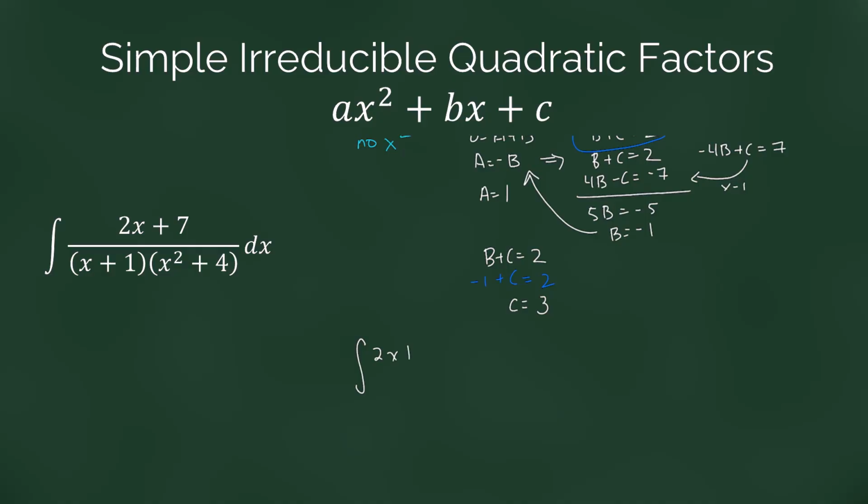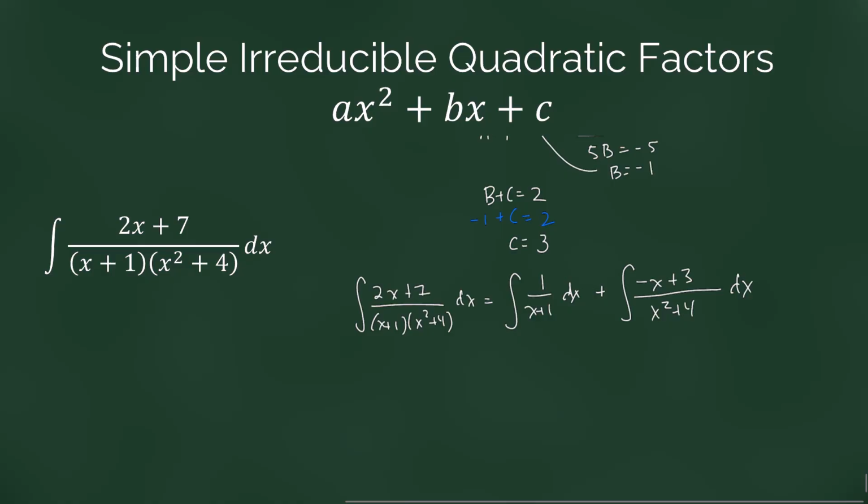Okay, so now we can go back to rewriting our original expression. So we started off with this antiderivative of (2x plus 7) over (x plus 1)(x squared plus 4). And our partial fraction decomposition allows us to rewrite this as the integral of 1 over (x plus 1) dx, and then we're going to get, we have a negative 1x, so negative x plus 3 over (x squared plus 4) dx.